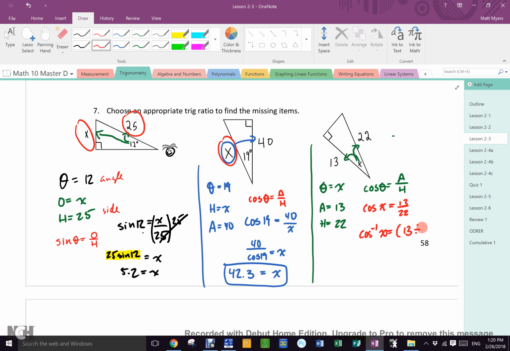What if you have a backwards calculator? You do BEDMAS. Brackets first, shift cos. And what do you get for an angle?